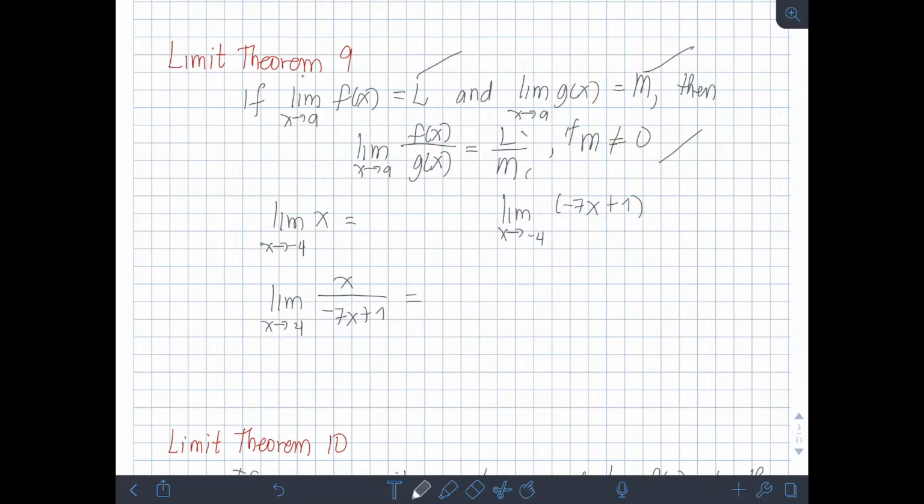For example, limit of x as x approaches negative 4 is identity function. So, ang limit nito ay negative 4, then limit ng negative 7x plus 1 as x approaches negative 4 is, so mx plus b then. So, substitute mo yung negative 4 dito. So, negative 7 times negative 4 plus 1 is 28 plus 1 or 29. So, therefore, pag dinivide mo yung x tapos negative 7x plus 1 na function, tapos hinanap mo yung limit as x approaches negative 4, dapat yung sagot ay yung quotient lang din nung dalawang limits nila individually, which is yung negative 4 over 29.